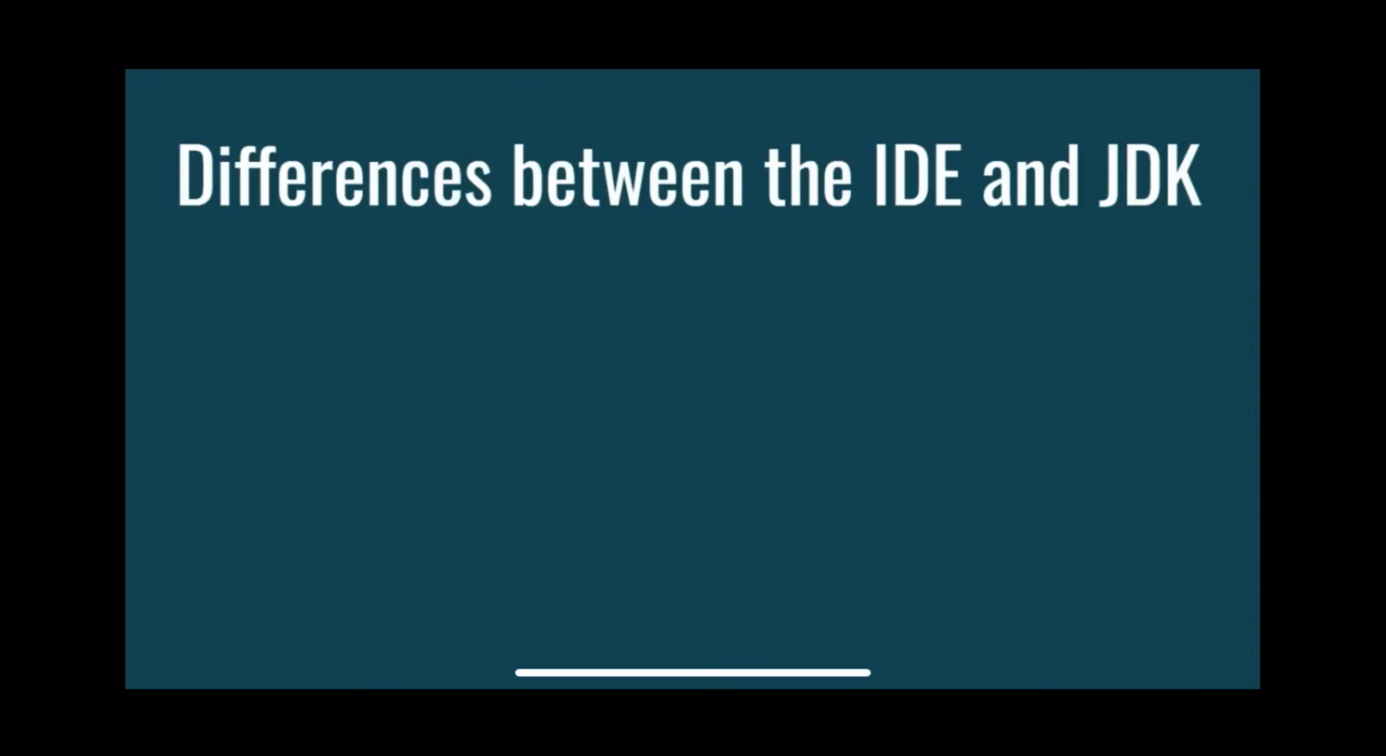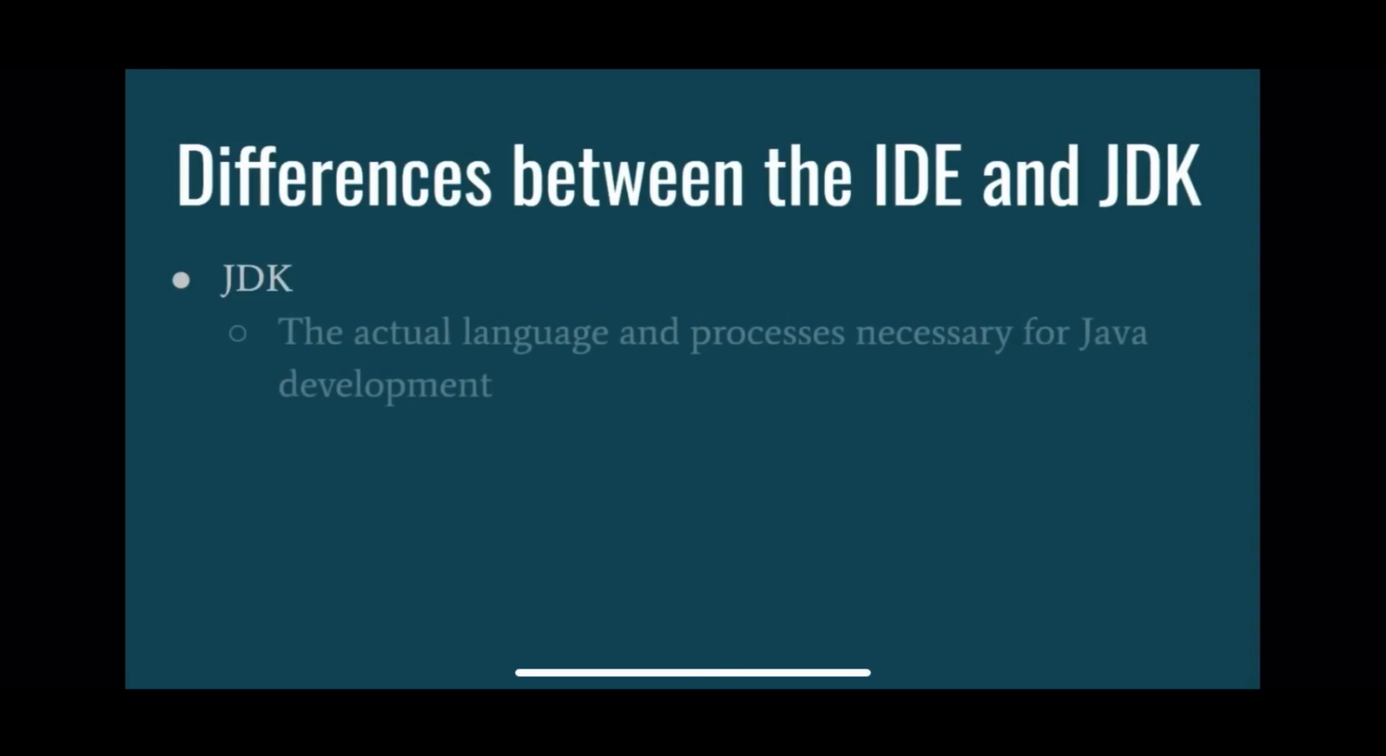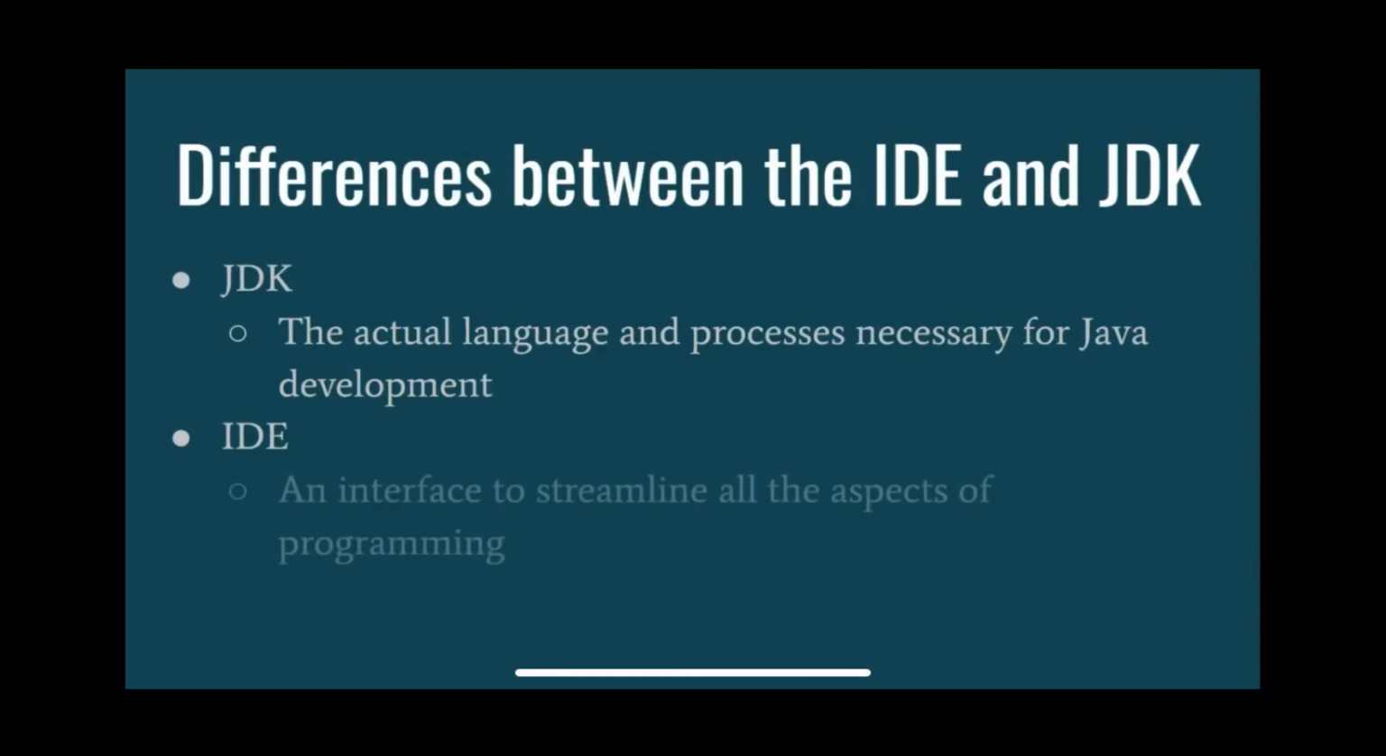So the last thing we're going to discuss today are the differences between the JDK and an IDE. A JDK enables you to program in Java as well as to develop code, which means you have the ability to run, write, and debug all the code directly from your computer. An IDE is an interface to make all of the things that the JDK lets you do much easier by streamlining it into one dedicated place.